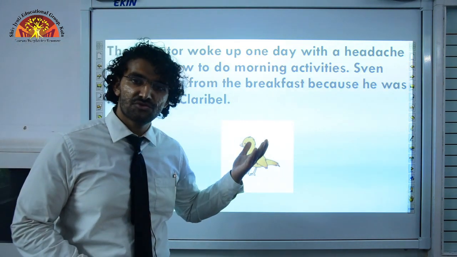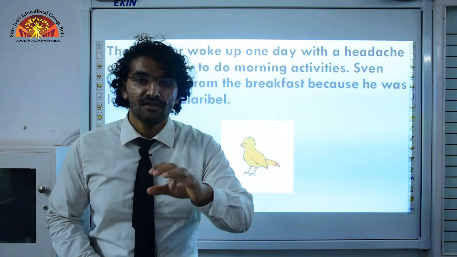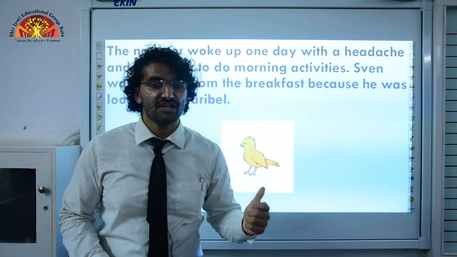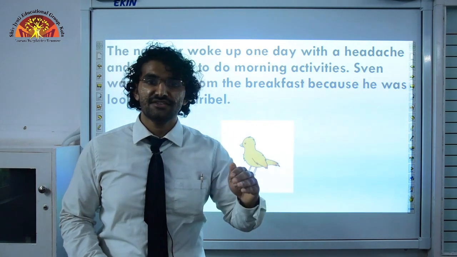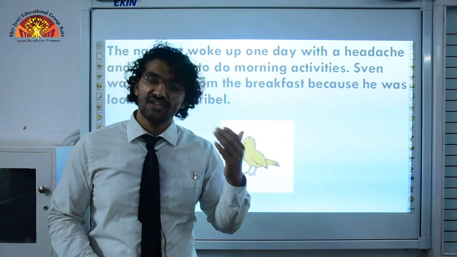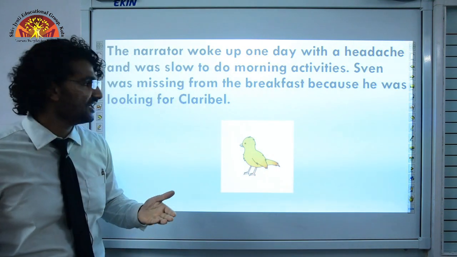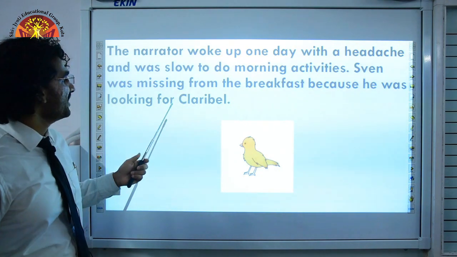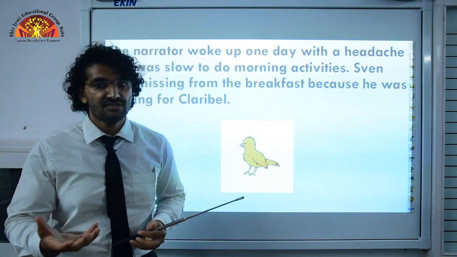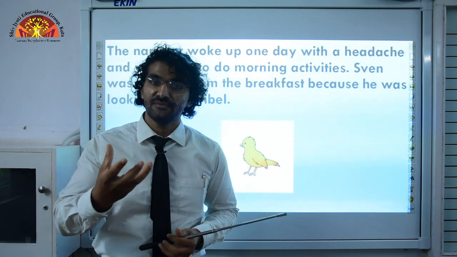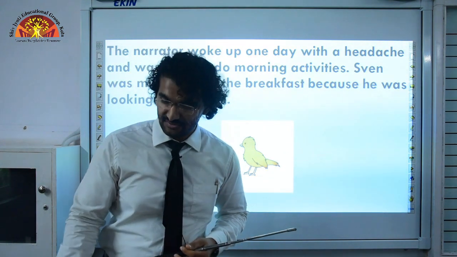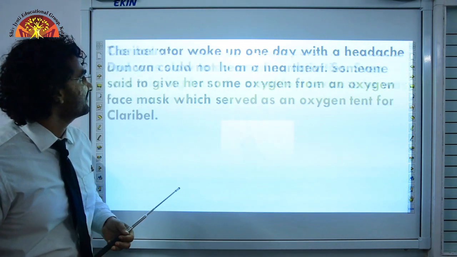He has been slow to do morning activities, and he also sees that every day they have breakfast together, but this morning on the breakfast table he has not found Swain. Swain is absent. And then he has found out that Swain has gone looking for Claribel because Claribel is missing. So this is a sad part here, that our dear Claribel the canary is missing. Let's see, will we be able to find the bird?